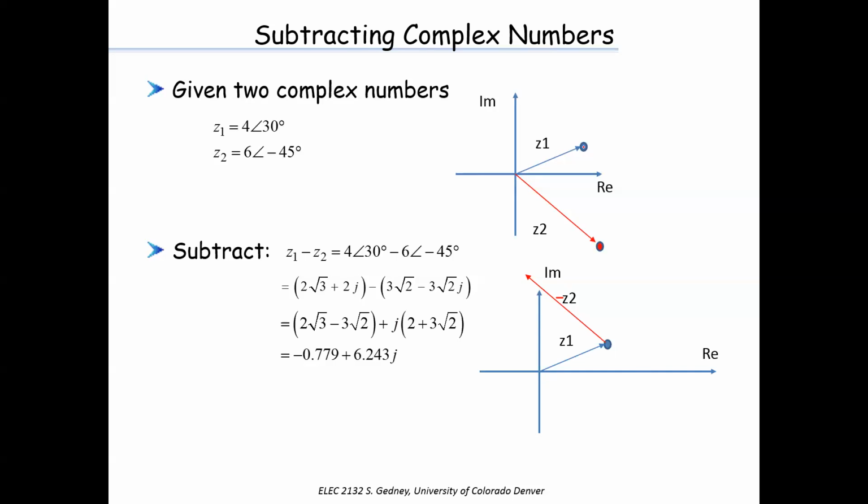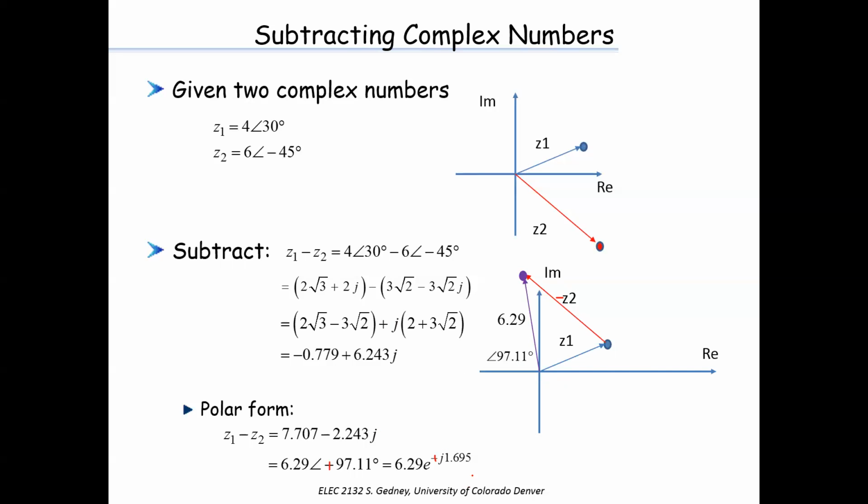Okay, so I begin my vector at z1, trace minus z2 from that point, and that gives me the subtraction z1 minus z2 by adding z1 plus minus z2. Or I can write this in polar form as 6.29 and an angle of plus 97.11 degrees. Or in terms of radians, 6.29 at 1.695 radians.